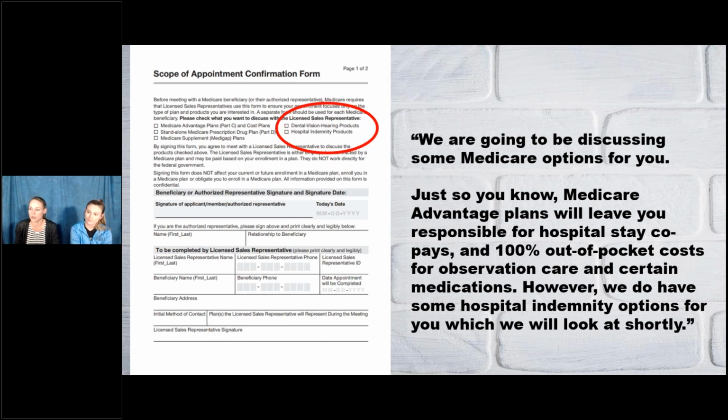And then as an easy transition, we have it here, just so you know, Medicare Advantage plans will leave you responsible for the hospital co-pays and 100% out-of-pocket costs for observation care. Again, we do have hospital indemnity options that we can look over shortly.